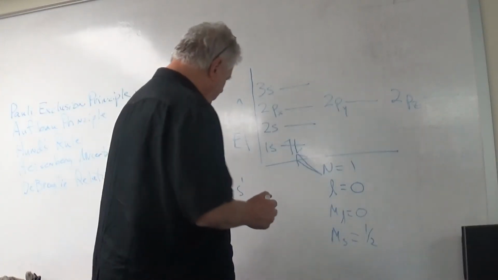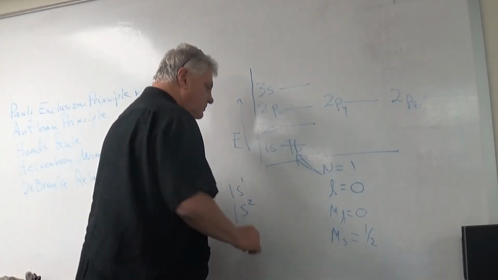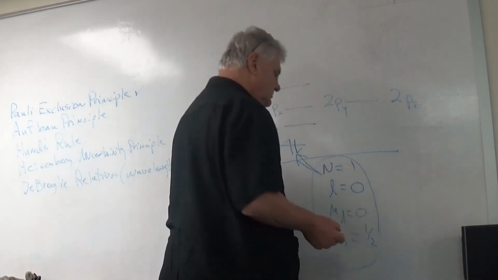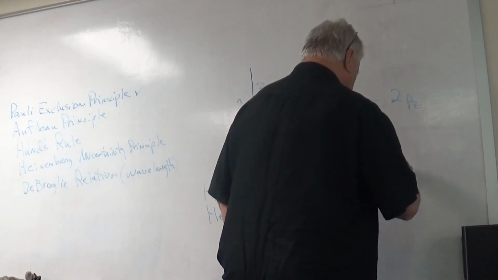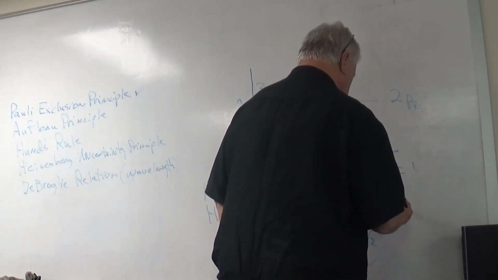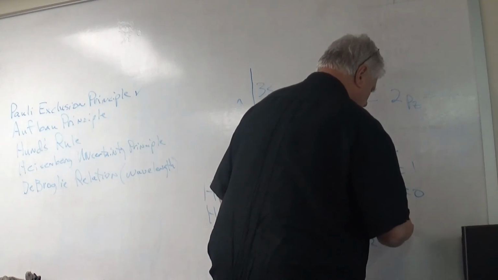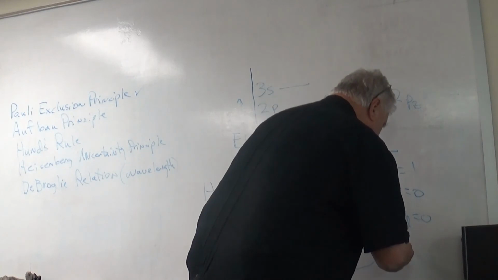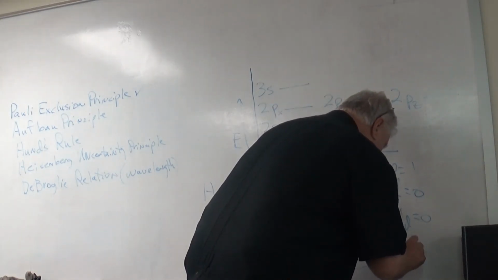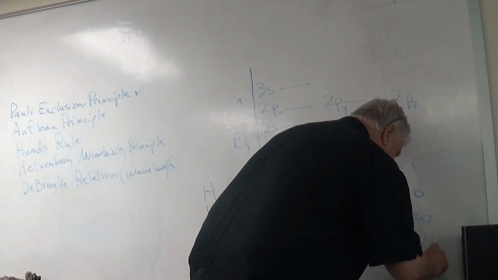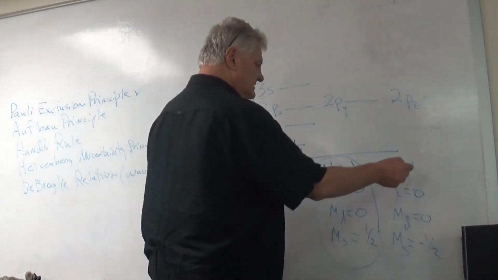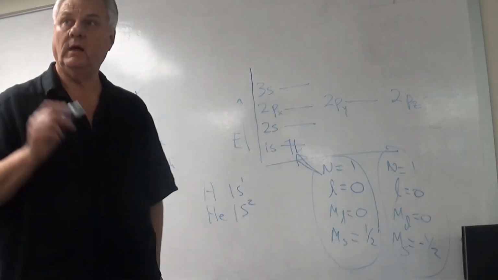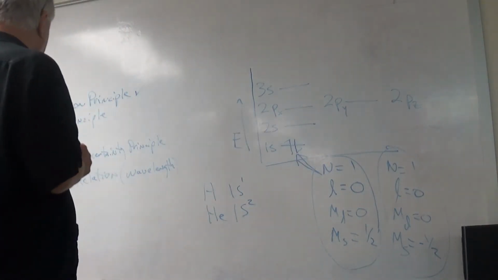So for helium, its electron configuration is 1s2, and one of the electrons has these 4 quantum numbers, and the second one, n's the same, L's the same, m sub L's the same, but it's got to have one that's different, and so it's the spin quantum number, which is minus 1/2. Okay? And that's the second electron that I just added to this orbital. So we satisfied the Pauli exclusion principle.